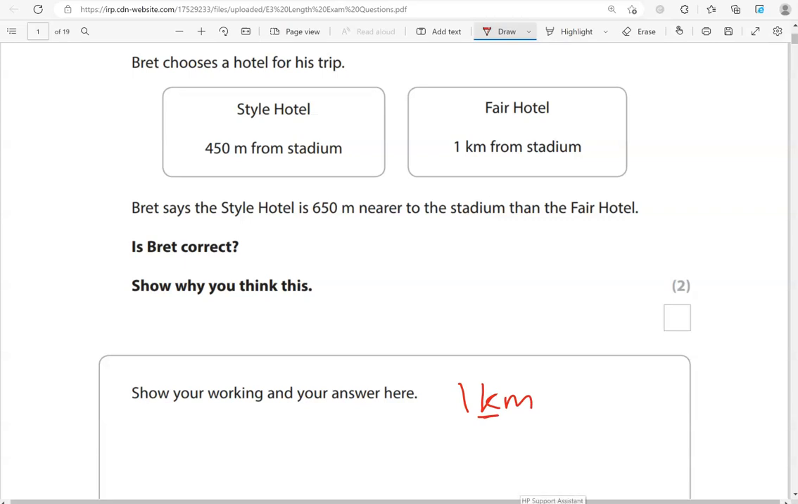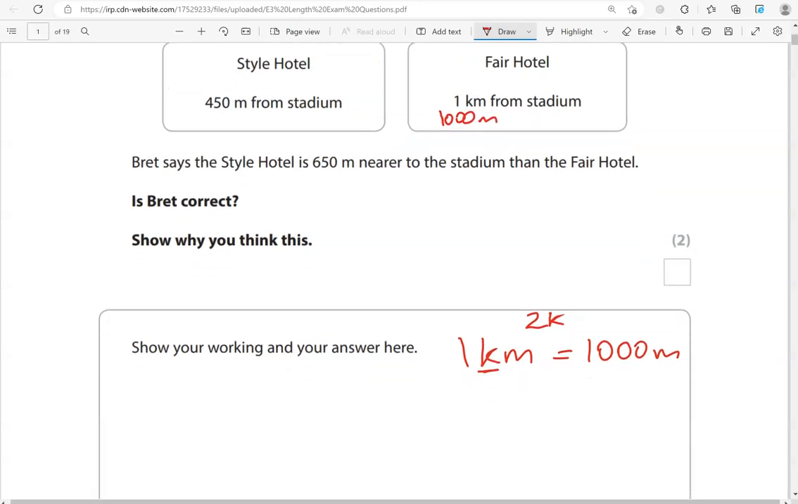km means 1,000 meters. Just like we use K in social media to mean 1,000. Like a video might have 2K views, which means 2,000 views. It's exactly the same here. So the Fair Hotel is 1,000 meters from Stadium, whereas Style Hotel is 450 meters from Stadium.